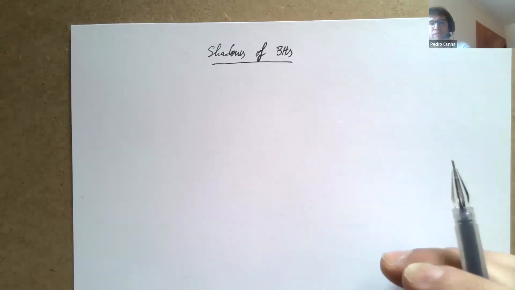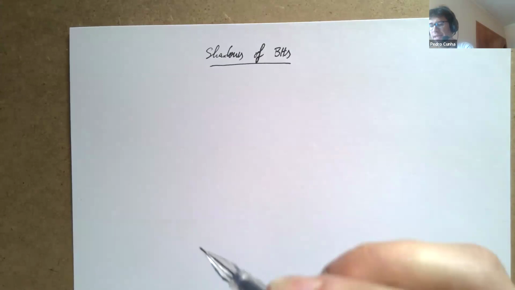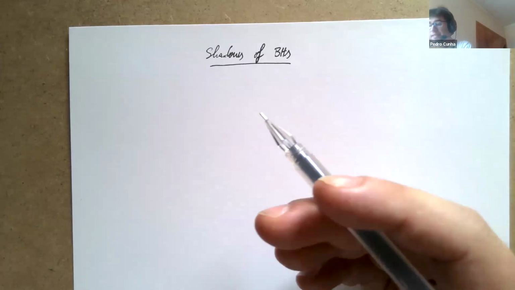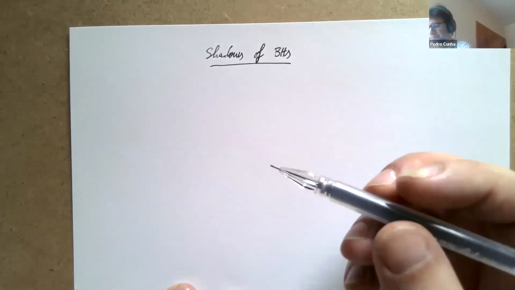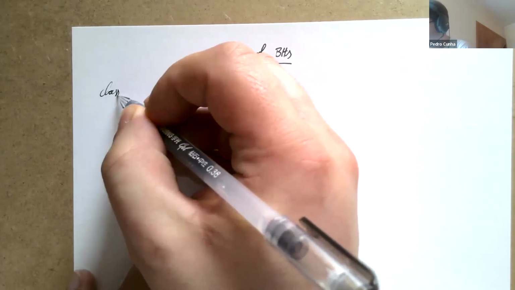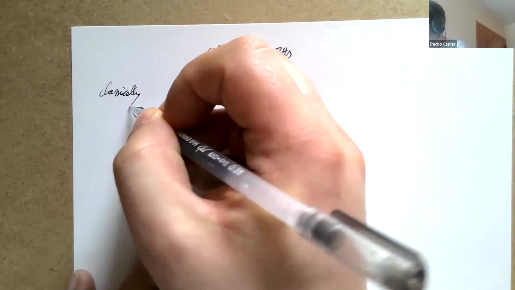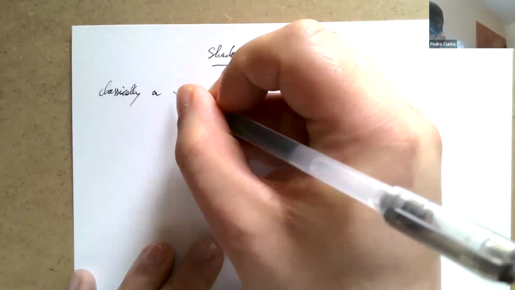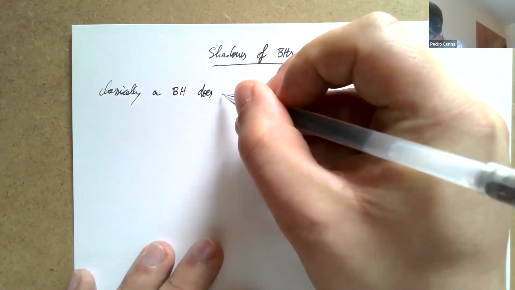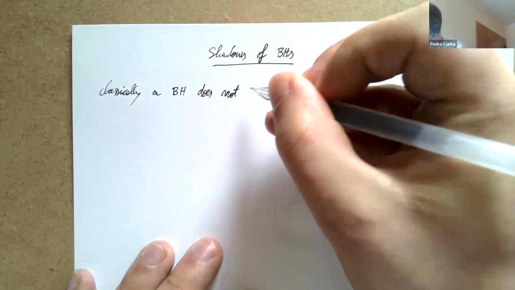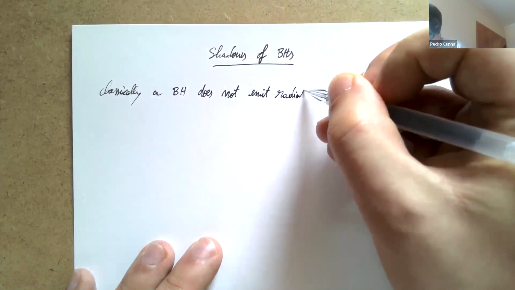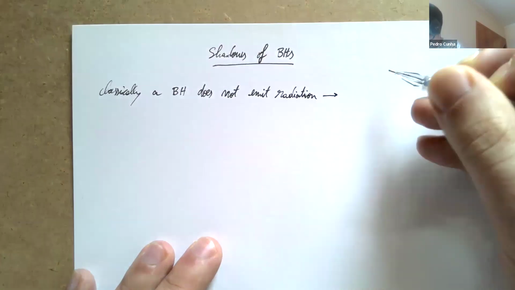So this lecture will be about shadows of black holes. Essentially, the shadow is the image of a black hole, and you can wonder, since classically a black hole does not emit radiation, then how can we see? Can we actually see a black hole?